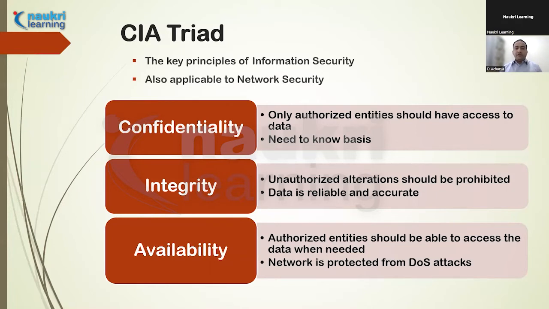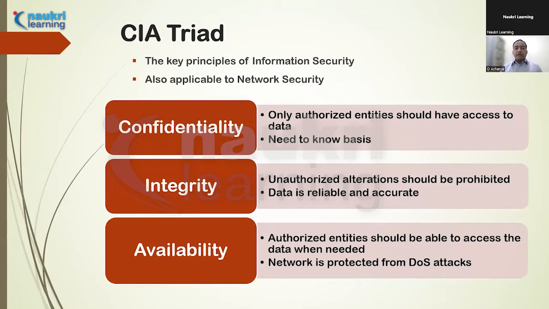And integrity, the second one in the CIA triad, basically ensures that unauthorized alterations should not be made to the data, right? So this ensures that the data is reliable and accurate. Whatever data is created or generated by the sender should be the same as it is delivered to the recipient, without any unauthorized modifications on the way from the sender to the recipient. So that is integrity.